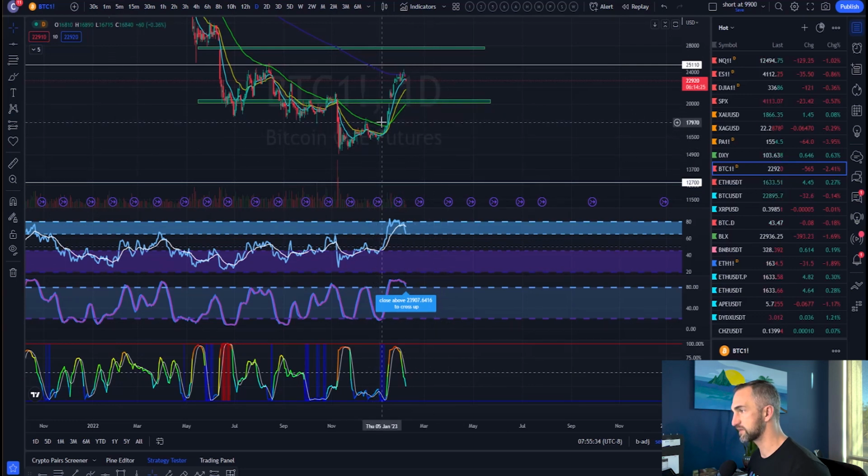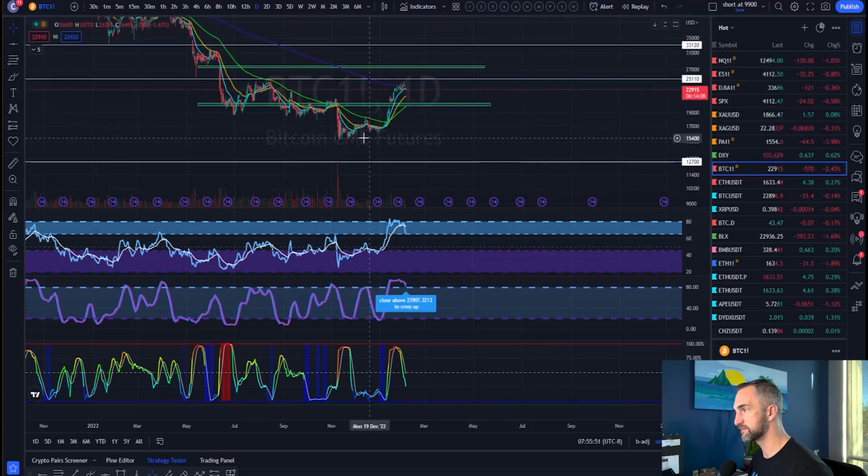Battle stations must be hit. Actually, this is really the line in the sand for me at that 18.5 to 18,000 region. I'd be waiting for this area to get shattered and then, you know, probably looking for some more downside, probably.